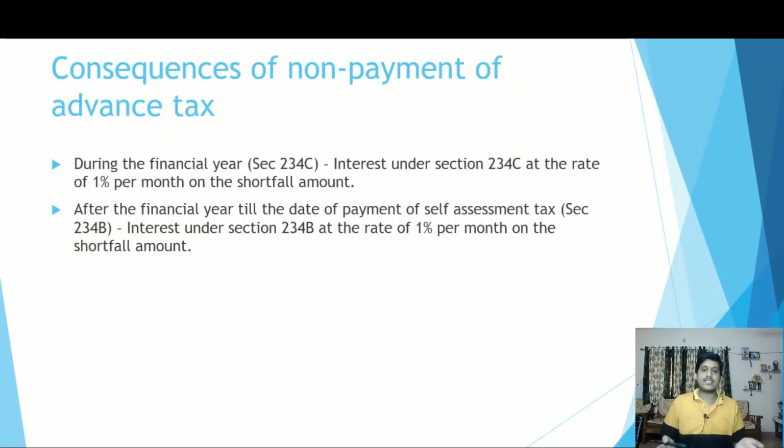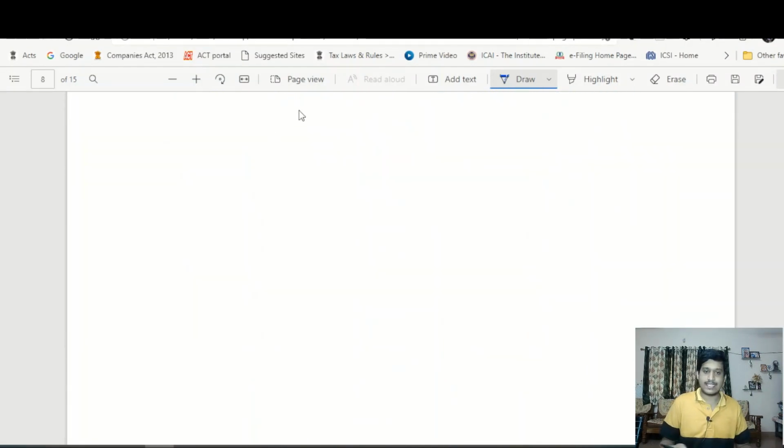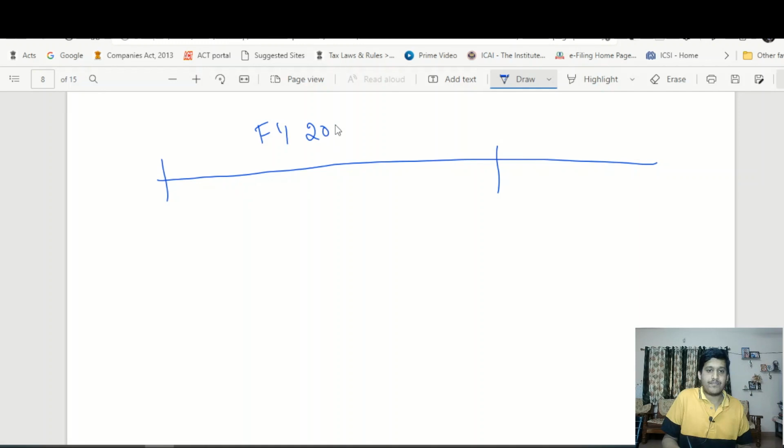So now let us understand what are the consequences when you do not pay advance tax within the due dates prescribed. So there are two sections we need to fundamentally understand, what is the interest rate. So the fundamental difference between the two sections is, like we discussed, this is financial year 21-22, which ends on 31st March 2022. From 1st April is the assessment year, which is assessment year 22-23.